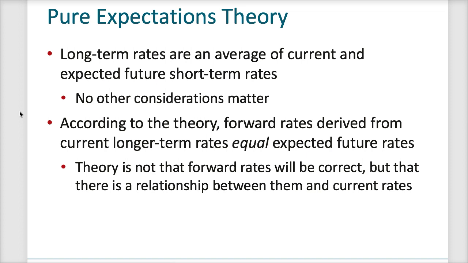The theory is not that forward rates will be correct. No one's saying they're going to be correct because they're an estimate, but there's a relationship between them and the current rates. If the forward rates are moving higher compared to the current rates, we expect rates to go up in the future. If the forward rates are lower than the current rates, then we'd expect interest rates to go lower in the future. But no one expects that those forward rates are 100% accurate, or that's where the rates are going to actually end up at some period of time. It's just an indicator or a sign pointing to where interest rates are going, up or down, compared to the current rates.